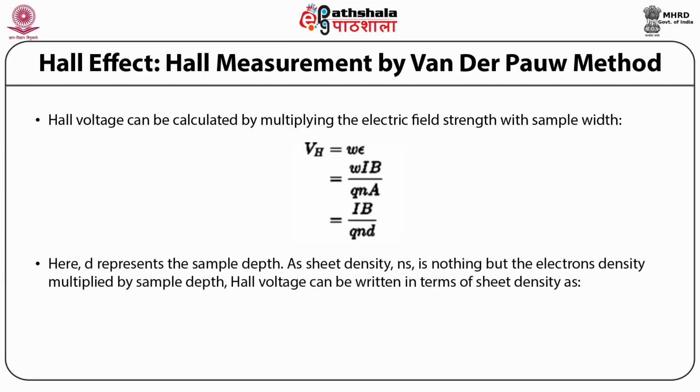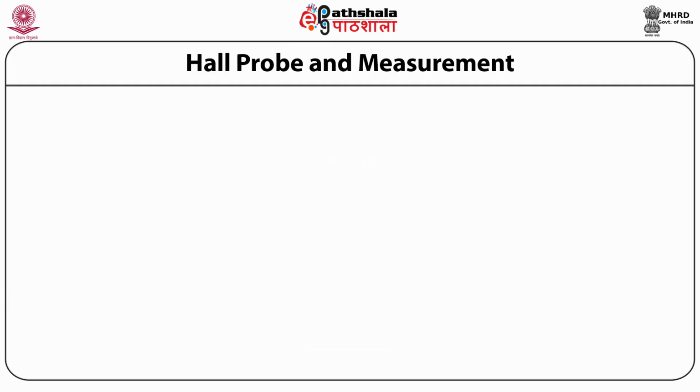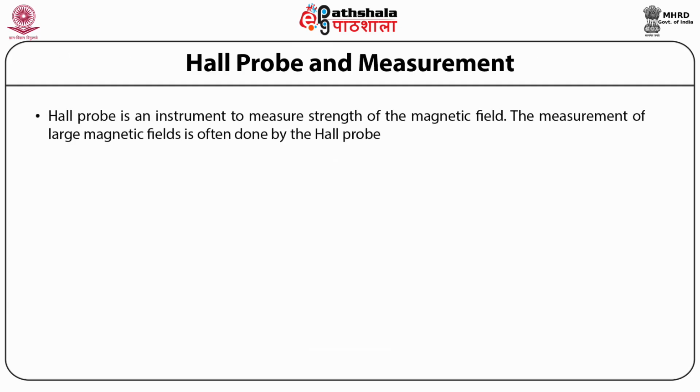Here d represents the sample depth, as sheet density n_s is nothing but the electron density multiplied by sample depth. Hall voltage can be written in terms of sheet density as V_H = IB/(qn_s). Hall probe and measurement. Hall probe is an instrument to measure the strength of a magnetic field. The measurement of large magnetic fields is often done by Hall probe.